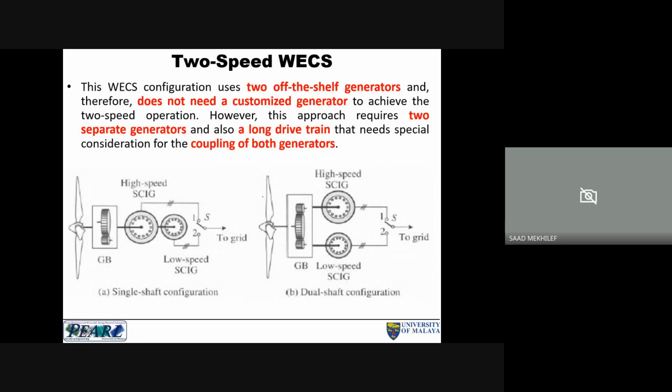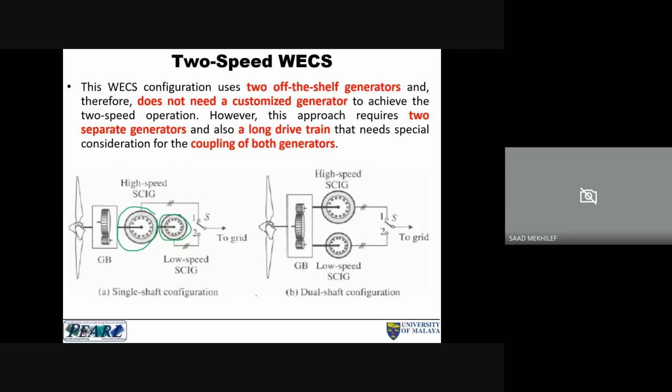We also have the two-speed configuration, where two generators are used. You can see here, one is the high speed and the other is the lower speed. So they can operate at two speeds, and here we have a switch to select either the low speed or the high speed.